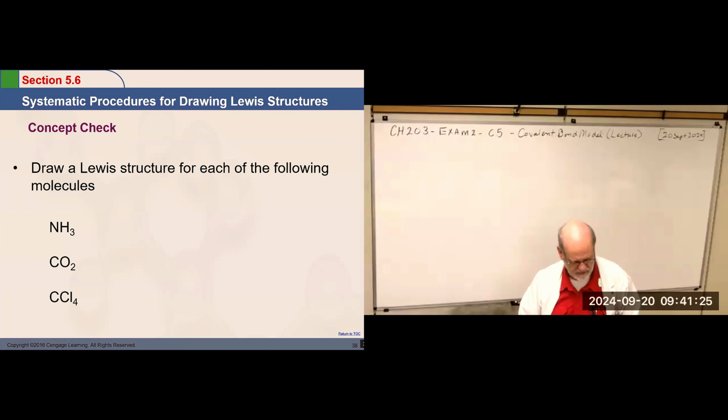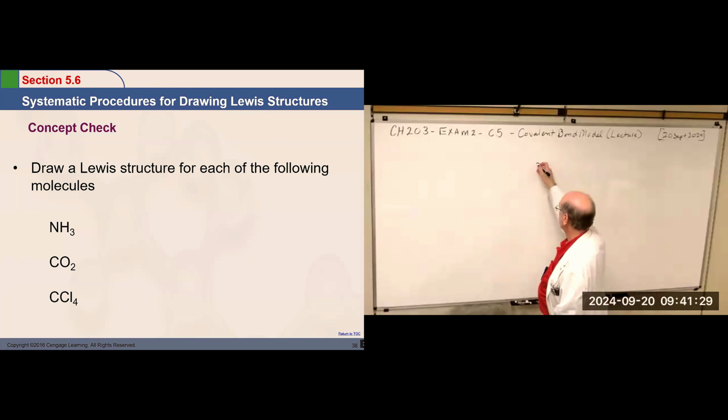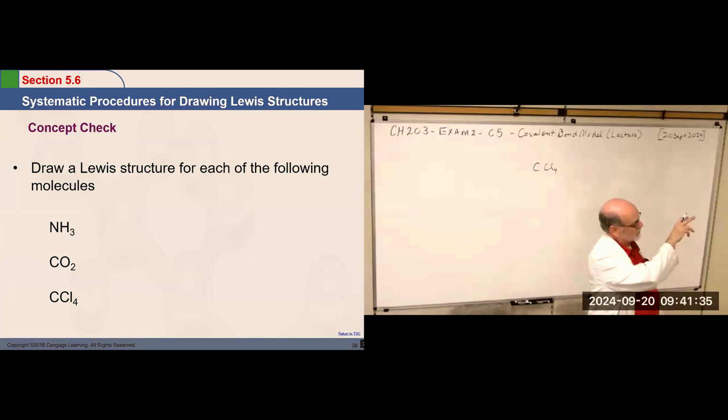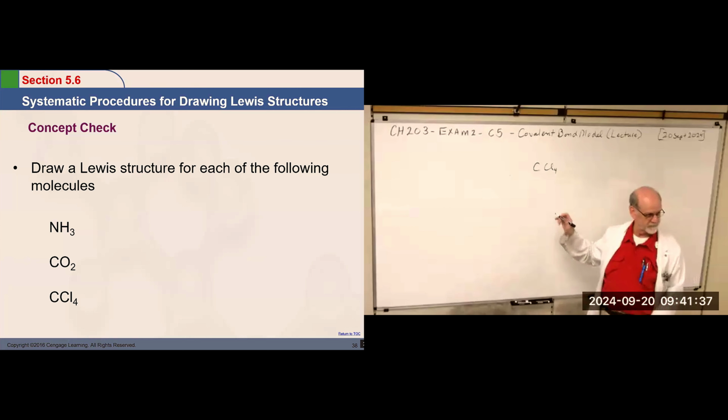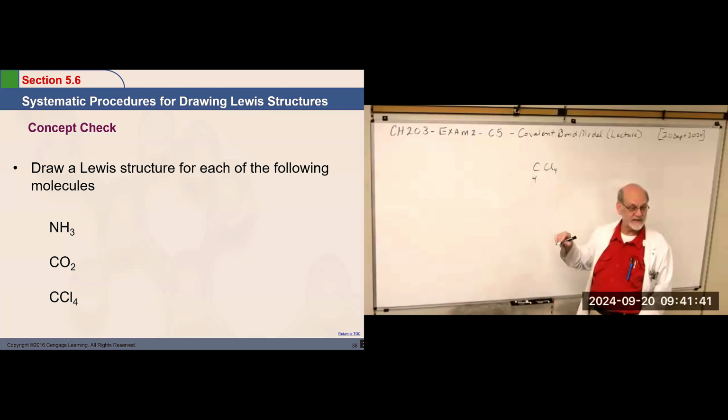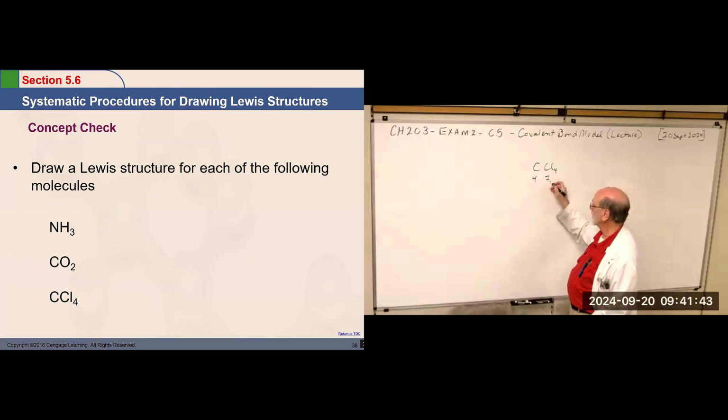Let's try carbon tetrachloride. Right. So how many valence electrons in carbon? Count from the left. 1, 2, 3, 4. 4. Chlorine is a halogen, so it has 7 each, right? All right, 7 times 4 is 28, plus 4 is 32.